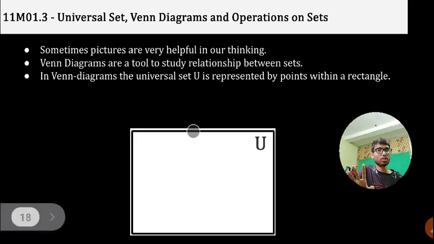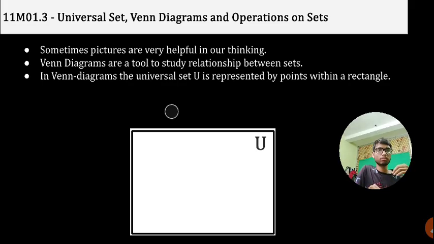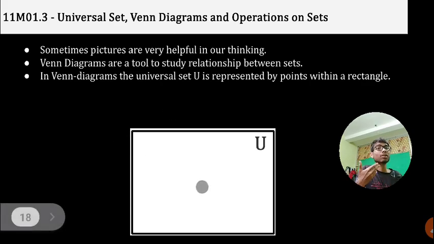This is the complete universal set. In this, a lot of sets can come. If this is happening, it means this universal set contains all those sets. In this set, other sets can come.